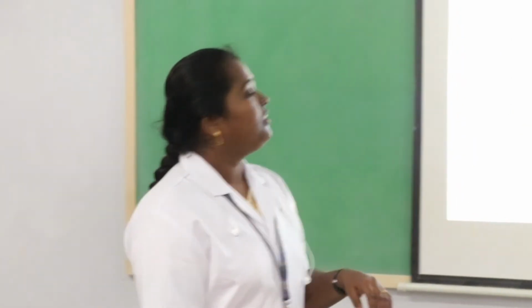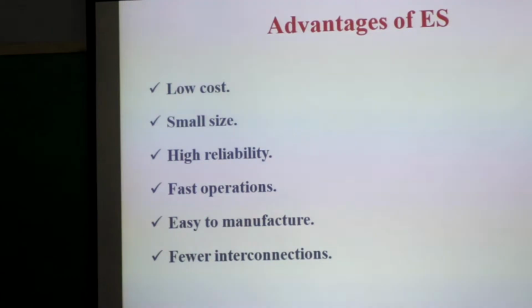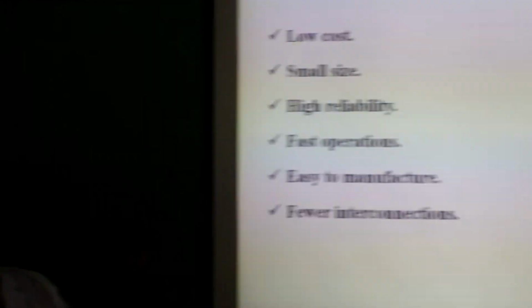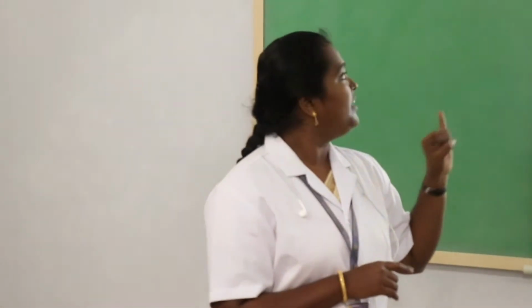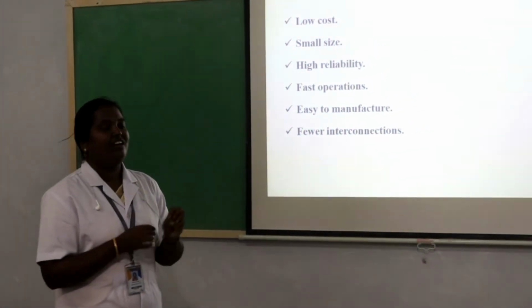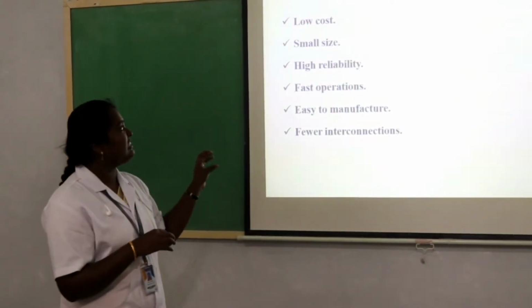Next one, the advantages of embedded systems. We already know the significance of an embedded system: its compact size, low cost and simple design. Based on this, the main advantage of an embedded system is low cost. Next one, small size, compared to the previous version, with a minimum product level. Next one, high reliability, that is, it can be easily updated for a new version. Next one, fast operation: compared to the processor and controller, it performs operations at the highest speed. Easy to manufacture and fewer interconnections. It doesn't have any congested connections between the chips, so it will have fewer connections. Those are the advantages of embedded systems.